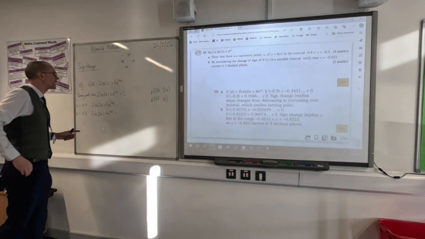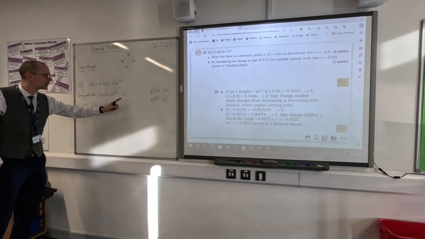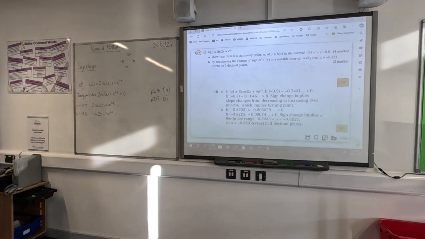So differentiating number 10 gives me sine becomes cos, so sine 2x becomes cos 2x multiplied by 2. e to the 4x stays as e to the 4x multiplied by 4 becomes that. We know when we're looking for turning points, we ask when is dy by dx 0. So it's looking like a classic sign change question. We plug in our values.